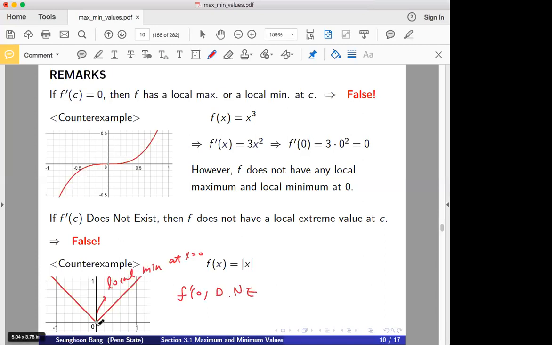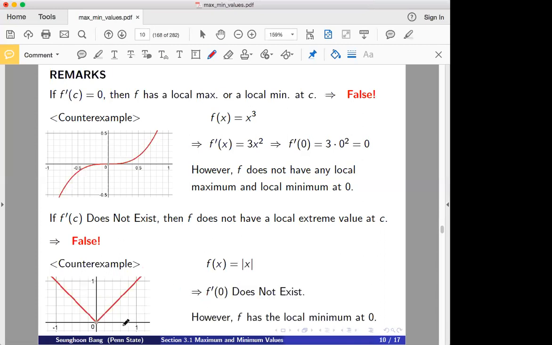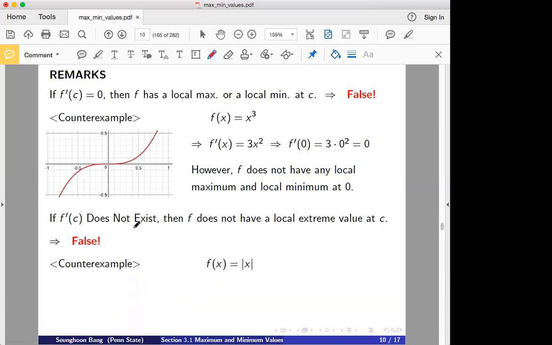It does not exist because there is a corner. This is a corner. F prime of 0 does not exist. But f has a local minimum at 0. So the statement is false, so really be careful. Only this one is true.